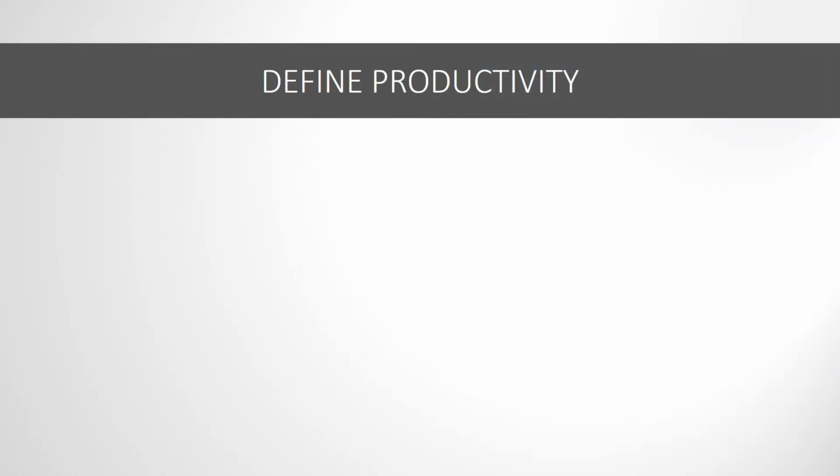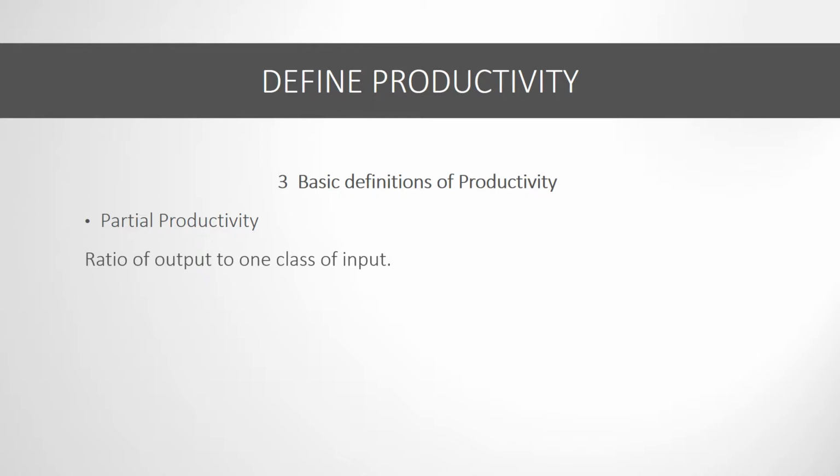To start, let's define productivity by the three basic definitions introduced by author Dr. David Sumanth. Firstly, partial productivity, which is the ratio of output to one class of input, such as input per man-hour or output over the number of hours worked.